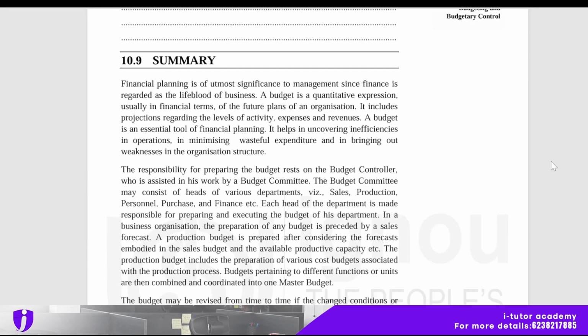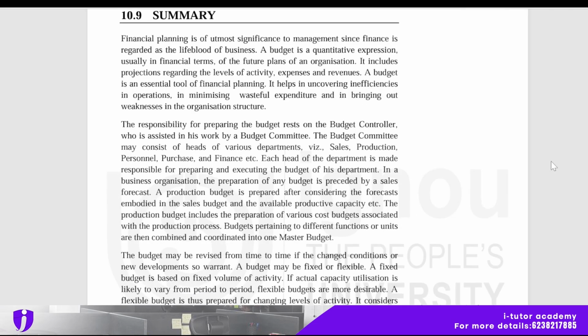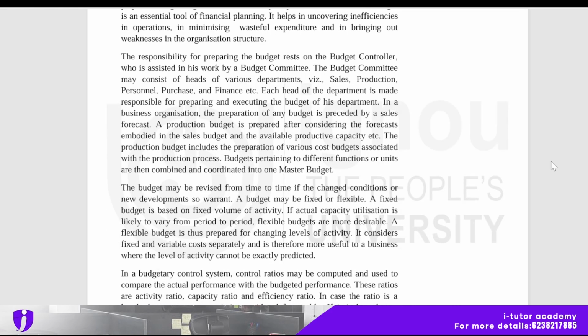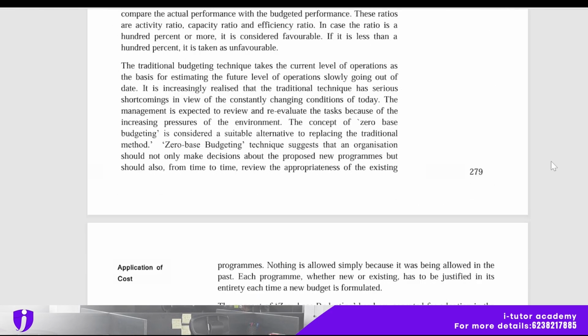And the summary of this chapter is: financial planning is of utmost significance to management since finance is regarded as the lifeblood of business. A budget is a quantitative expression, usually in financial terms, of the future plan of an organization. It includes projections regarding the level of activity, expenses, and revenue. A budget is an essential tool of financial planning. It helps in uncovering inefficiencies in operations, in minimizing wasteful expenditure, and in bringing out weaknesses in the organization structure. And this is the summary of this chapter.